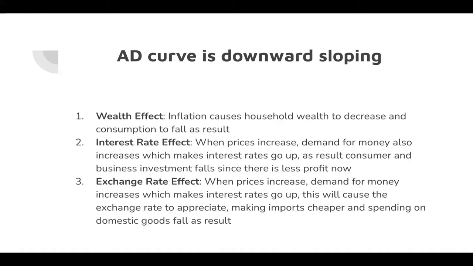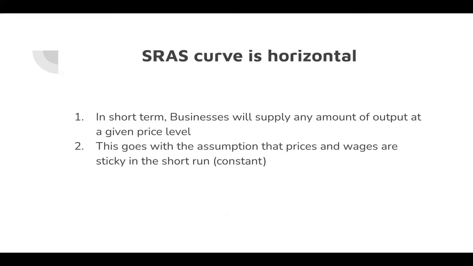And lastly, we have our exchange rate effect, which is when prices increase, demand for money increases, which makes interest rates go up. This will cause the exchange rate to appreciate, making imports cheaper and spending on domestic goods fall as a result. Our short-run aggregate supply curve is horizontal. This is because in the short term, businesses will supply any amount of output at a given price level. This goes with the assumption that prices and wages are sticky in the short run, which means they're constant and don't change.